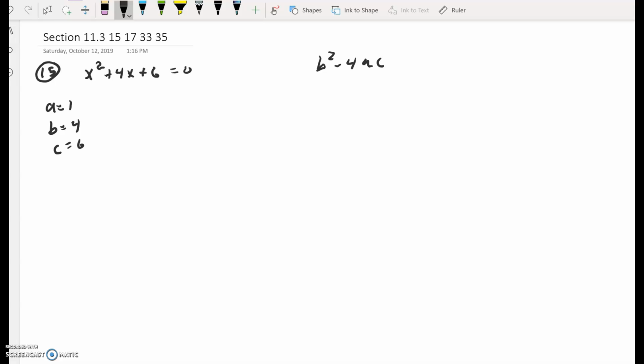In these first couple problems in section 11.3, we're not asked to find the solutions to the equation. We're just asked to find what kind of solutions they are and how many they are. And in order to do that, we don't need the full quadratic formula. We just need the part in the square root, which is referred to as the discriminant.